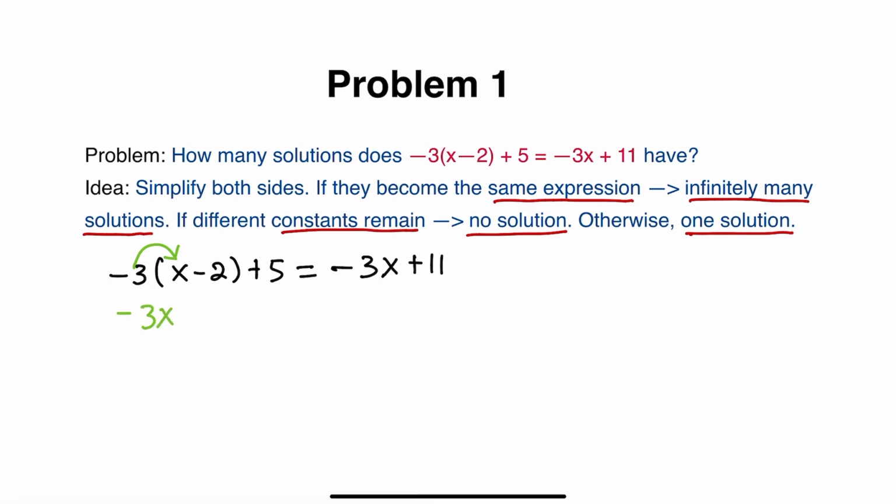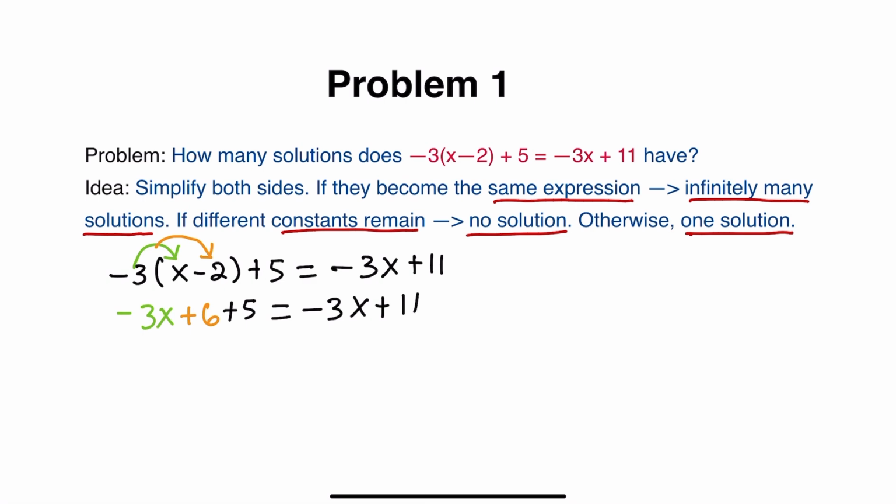Next, we're going to distribute the negative 3 to the negative 2. And when we multiply negative 3 times negative 2, we have positive 6. And then we're going to bring down the positive 5. And this is equal to negative 3x plus 11.